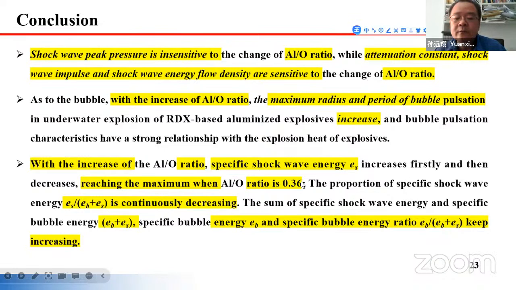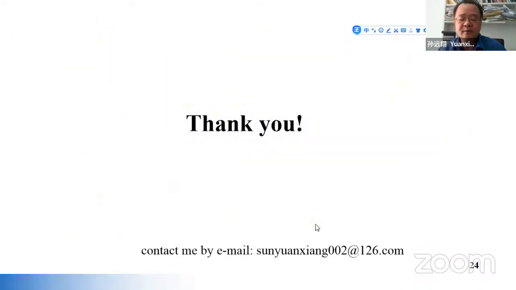And the proportion of the specific shock wave energy is continuously decreasing. The specific bubble energy EB and the specific bubble energy ratio keep increasing. This is my report. Thank you.